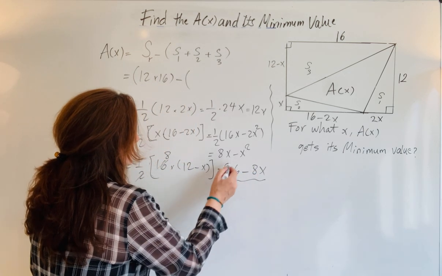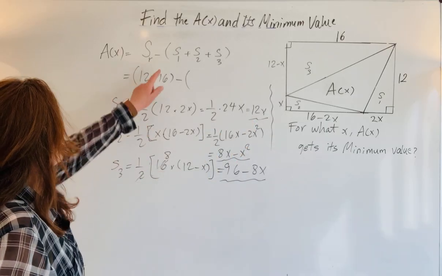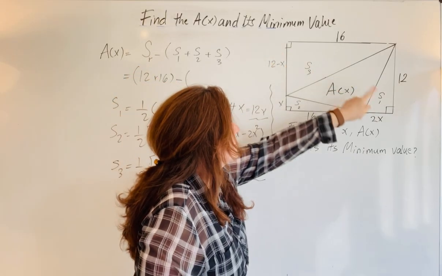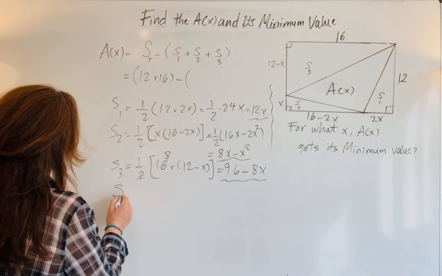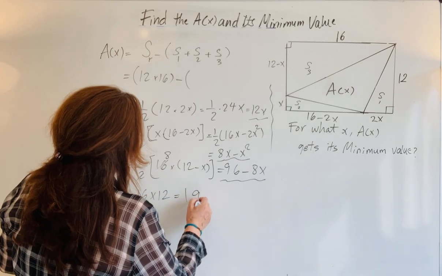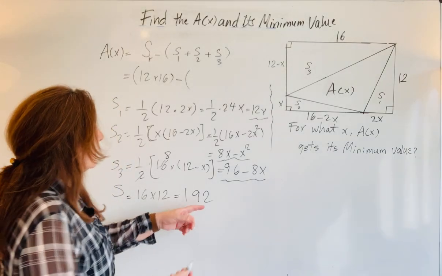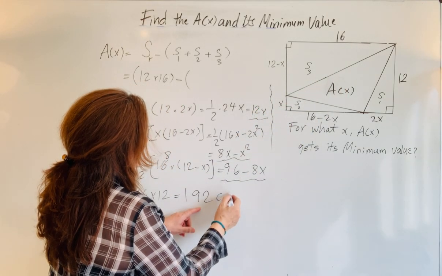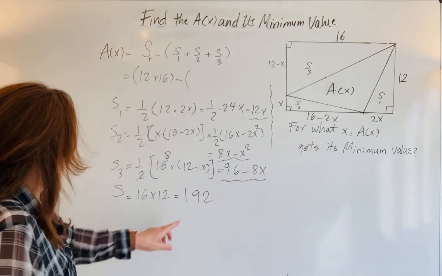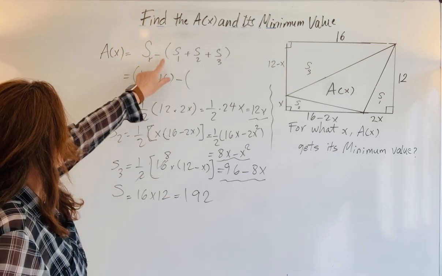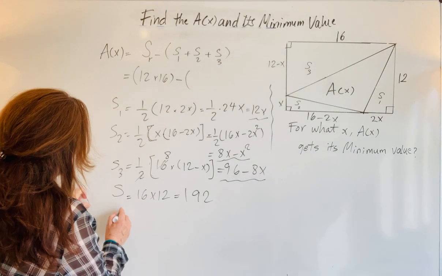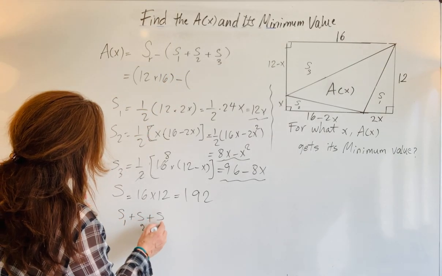We have this one, this one, this one: S1, S2, S3. Yes? How about S? Big S is 16 times 12, which gets 192, right? If this is centimeter, we can say centimeter squared, but this is unit squared, anything. 192, and this one, the sum of these. What is the sum? S1 plus S2 plus S3 gets what?